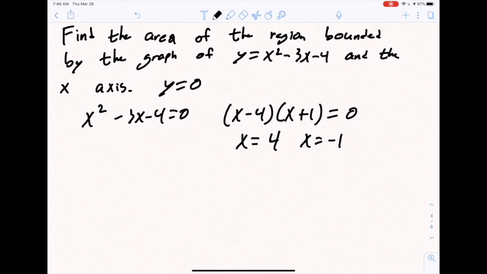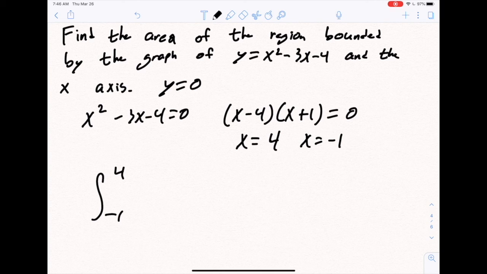And so we need to take the integral from minus 1 to 4 of our bigger function minus our smaller function. And the way we can determine which function is our bigger function and which is our smaller function is we just need to pick an x value between negative 1 and 4 and see which function, y equals 0 or y equals x squared minus 3x minus 4, produces a bigger value.